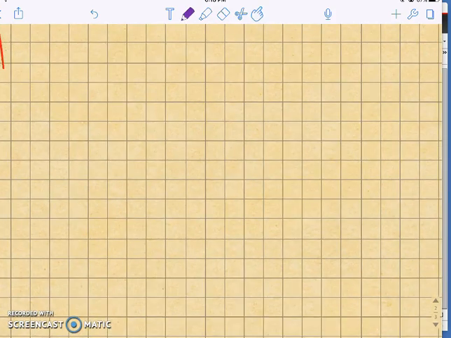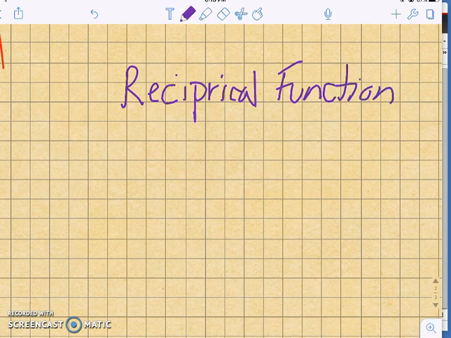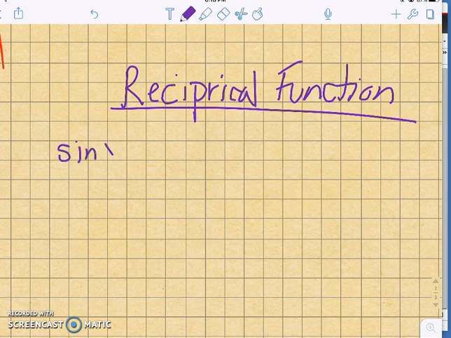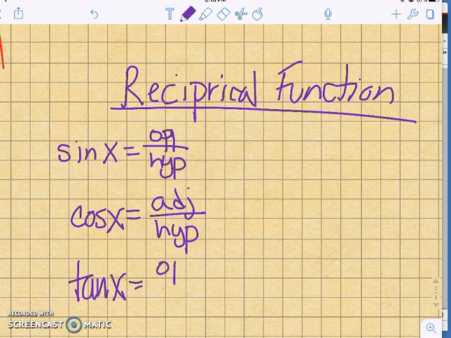Now the very last thing we're going to talk about today is something new this year. We're going to be talking about the reciprocal functions. So not the inverse, but the reciprocal. And we talked about last semester how reciprocal means that you flip the fraction. So as of now, we have done 3 trig functions. We have said that the sine is opposite over hypotenuse. The cosine is adjacent over hypotenuse. And the tangent is opposite over adjacent.